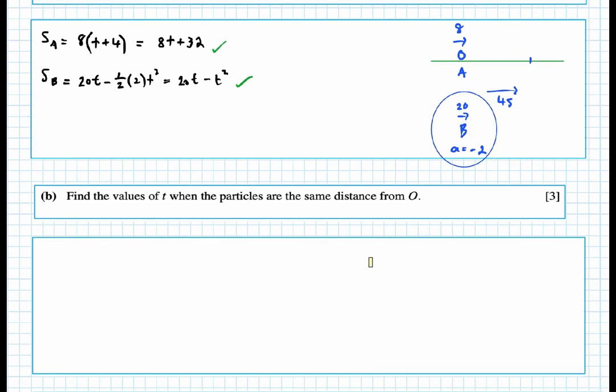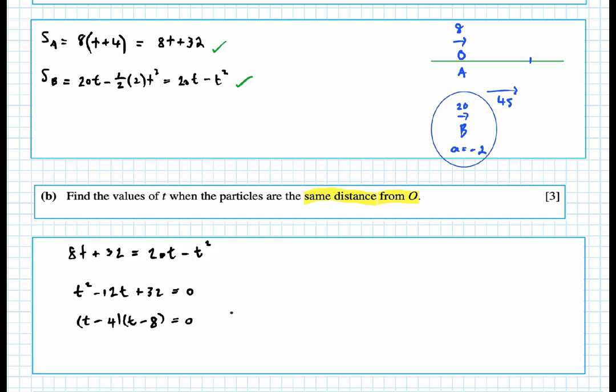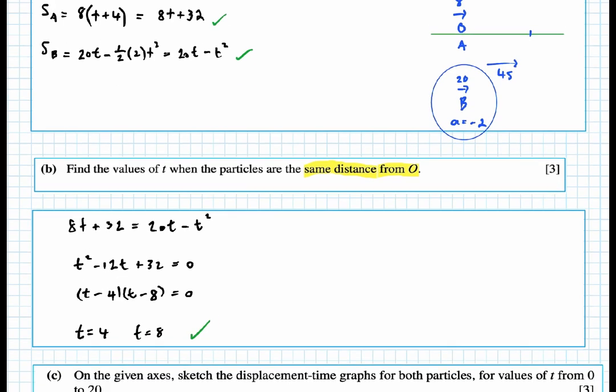Part b. Find the values of t when the particles are the same distance. So if they're the same distance, then you would equate them, they're equal. So making them equal, we can then solve for some equation. We've got a quadratic here, so we can simplify that again by dividing by 4. So you get t is equal to 4 and t is equal to 8. So the values of t when they were the same distance from the origin was at 4 seconds and 8 seconds.